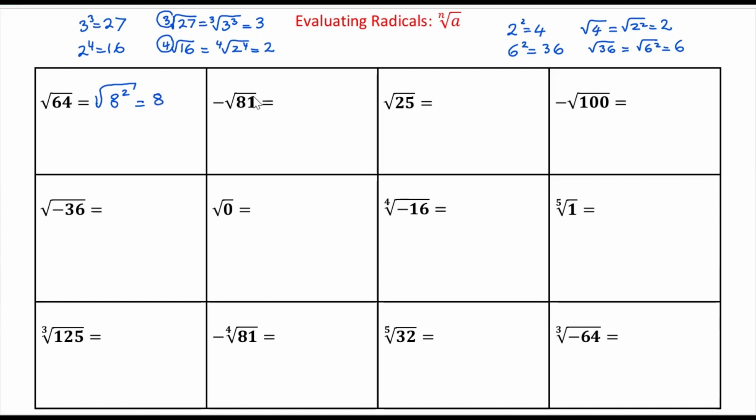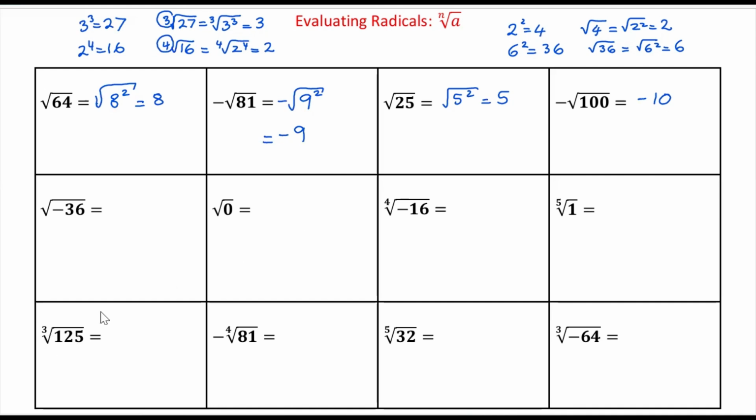Negative square root of 81. Because 81 is 9 squared, we will first find the square root of 81, which is 9. Then we will multiply by negative 1. The answer will be negative 9. Square root of 25 will be 5. And negative square root of 100 will be negative 10, because the square root of 100 is 10, and we multiply by a negative sign, which is negative 10.